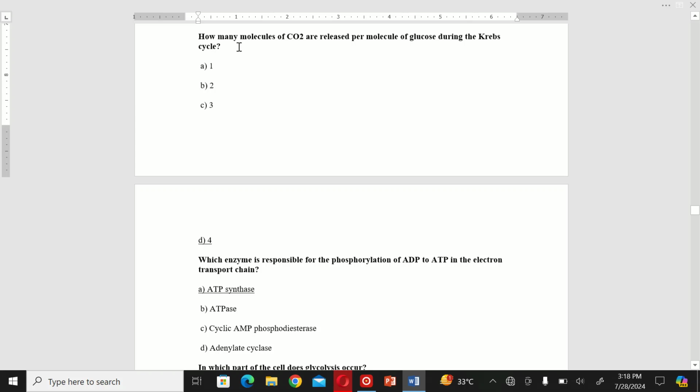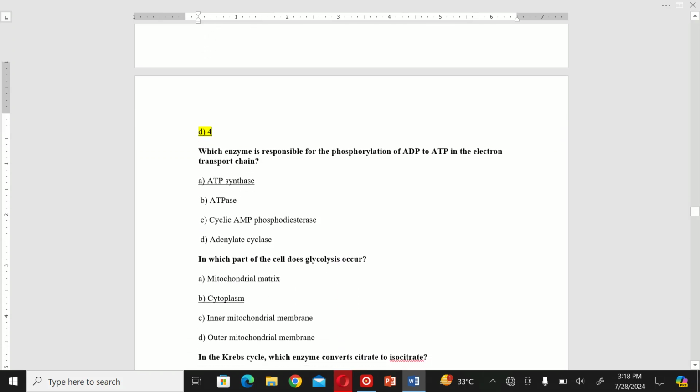The next MCQ: how many molecules of CO2 are released per molecule of glucose during the Krebs cycle? A. 1, B. 2, C. 3, and D. 4. So the correct option is 4.